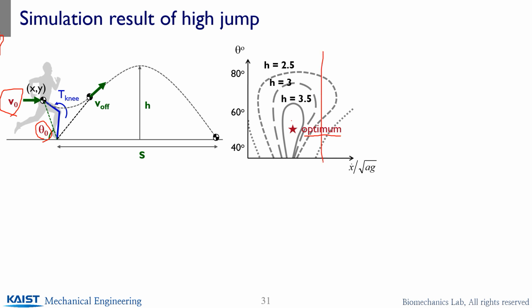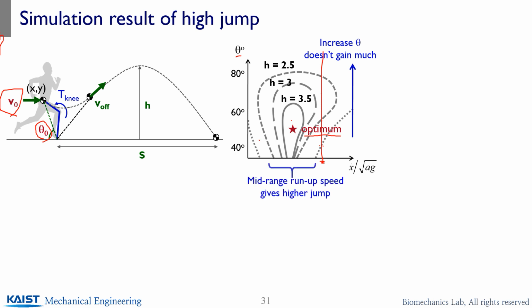As you draw a line, even though you are at the same speed, by having a steeper angle, you will gain height at some point and then reduce the height. So increasing theta doesn't really gain much, because in a certain range you increase the height, and in a certain range you reduce the height. However, the velocity has a specific preferred range here. So a mid-range run-up speed gives the higher jump.